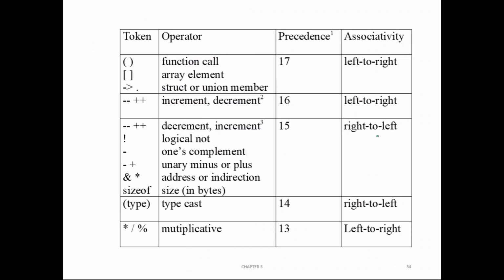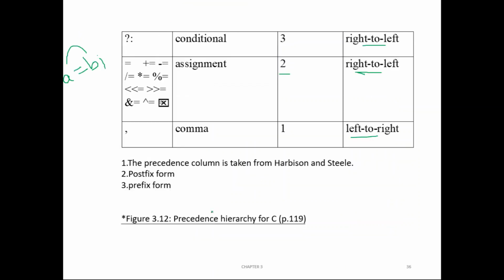If you see the table, most of the associativity is from left to right. Very few are from right to left. Post increment is left to right. Pre increment and pre decrement are right to left. Typecast is right to left, and then the conditional statement is right to left, and then assignment is right to left. Based on this table the execution happens.